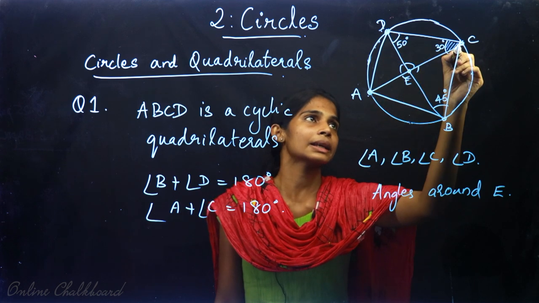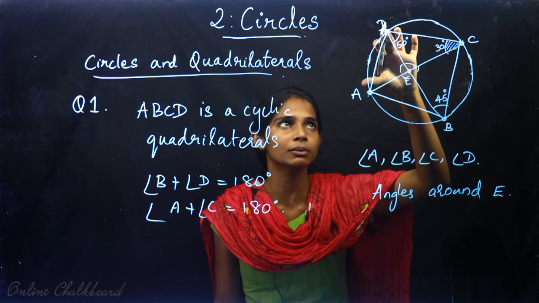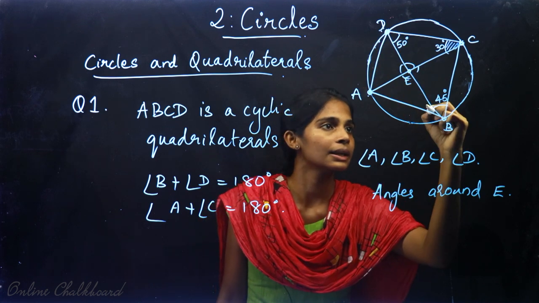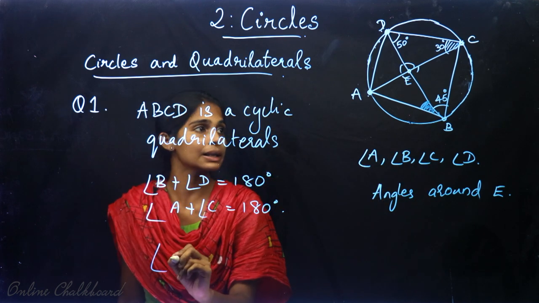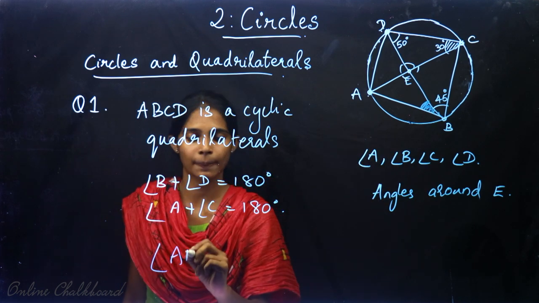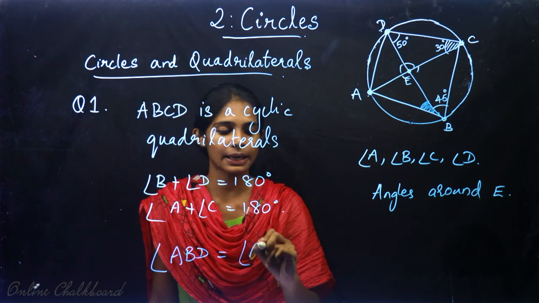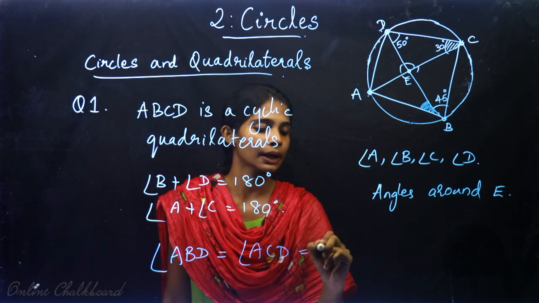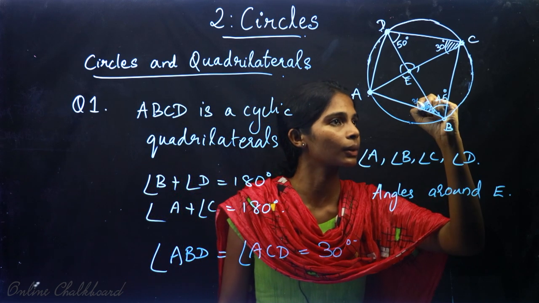Angle ADC, sorry, ACD is 30 degree. Adhubole A il ninnum D il ninnum matte rendu lines varachana namak ivada ingane or angle kittirikkune. Right, we have angle ABD. The angle ABD value will be equal to angle ACD and that will be 30 degree. Okay, so njan ivada or 30 degree mark cheyyo.